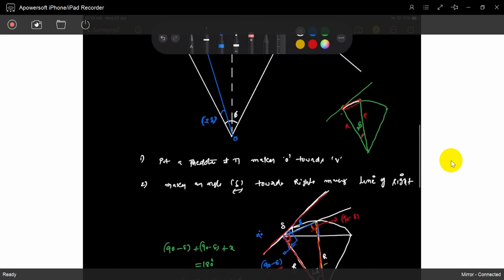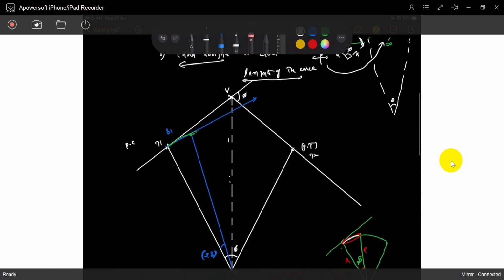So now you see what the procedure is. You make an angle of alpha 1 towards this side, and it also makes a 2 alpha at the center. No need to draw a line. What we do is just identify this point. If you have a theodolite at the center, you can easily identify it. Sir, but we don't have a theodolite. So how can we identify this point? So we just eliminate this.